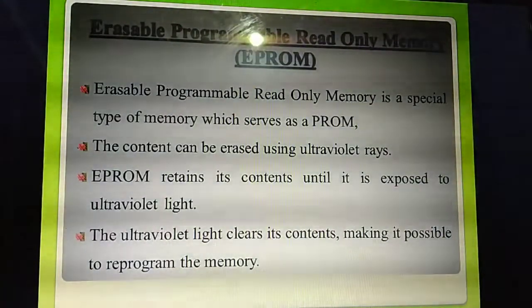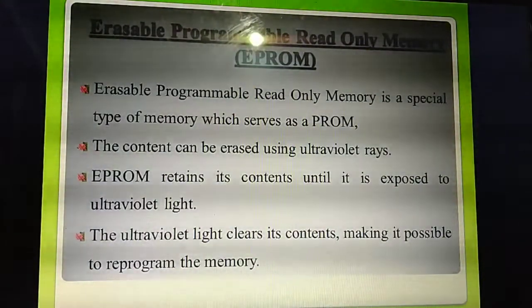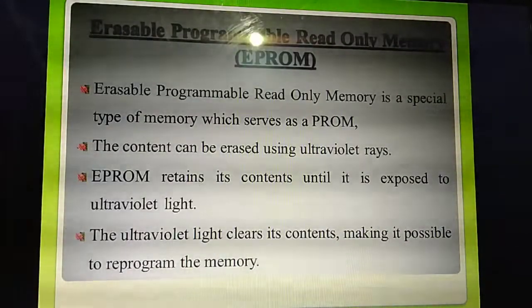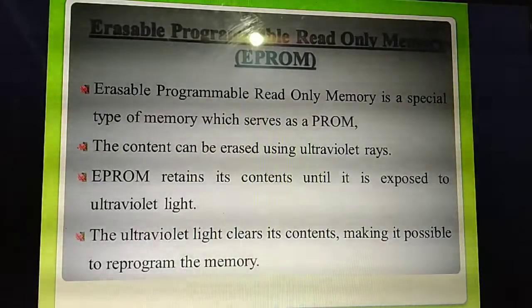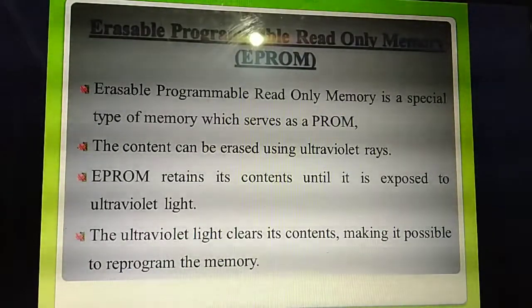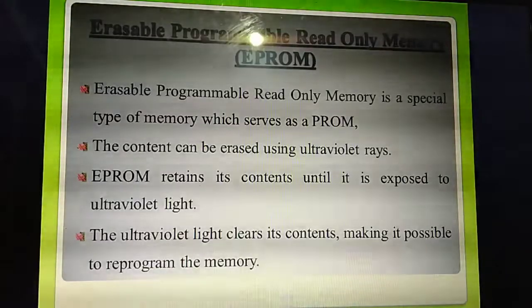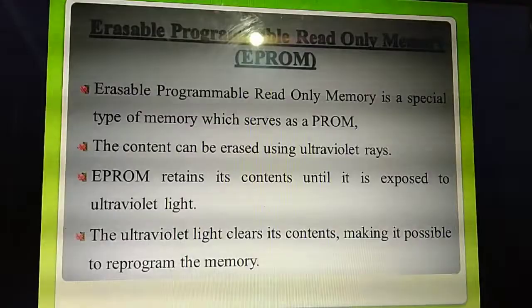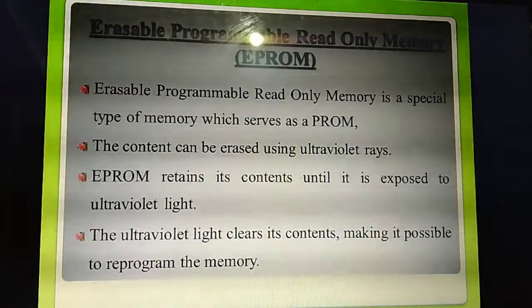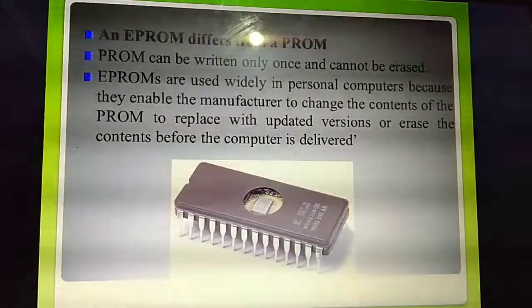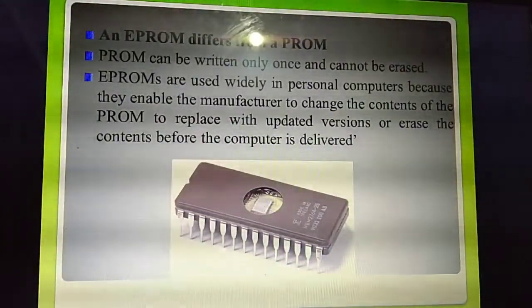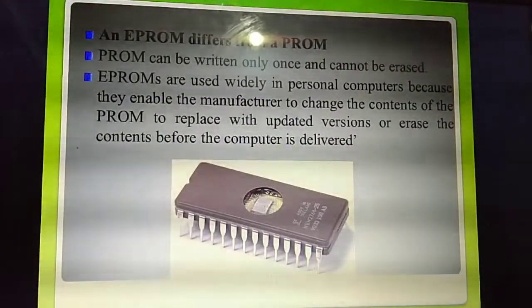So what is it by name itself? Think and study. Erasable: the content is erased by using which rays? Ultraviolet rays. Programmable: if the content is lost or deleted or erased, we can reprogram. That is called programmable. Just differentiate by the name itself and you can study. Then you will never forget. Understand?